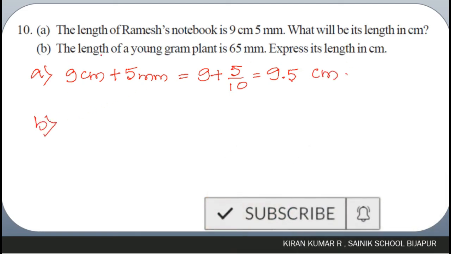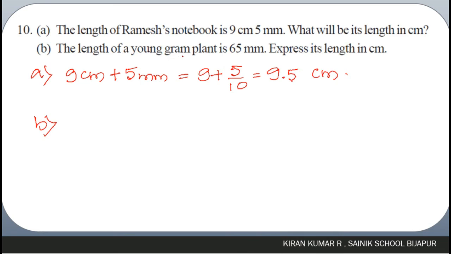In the second one, the length of a gram plant is 65 millimeter. Express the length in terms of centimeter. This 65 millimeter I should write as 65 multiplied by 1 by 10. So I get 6.5 centimeter.